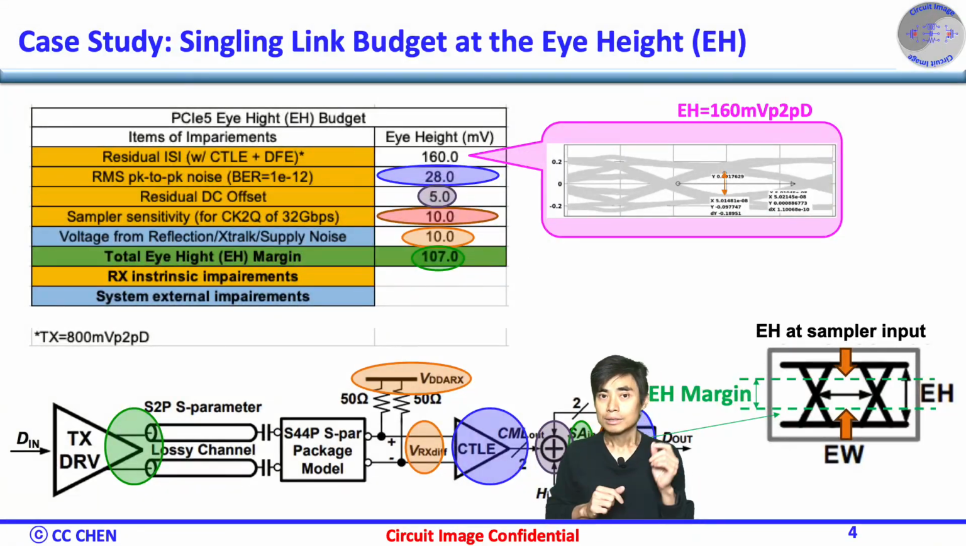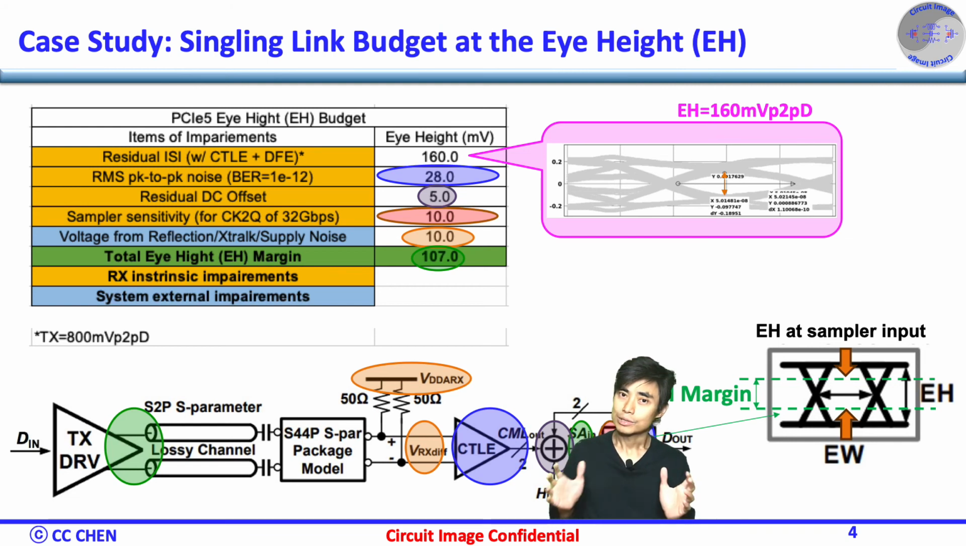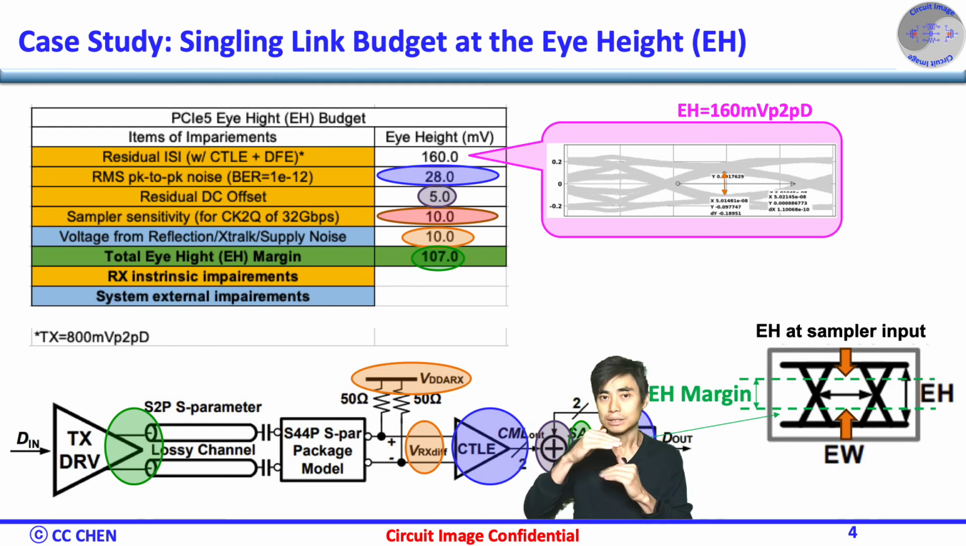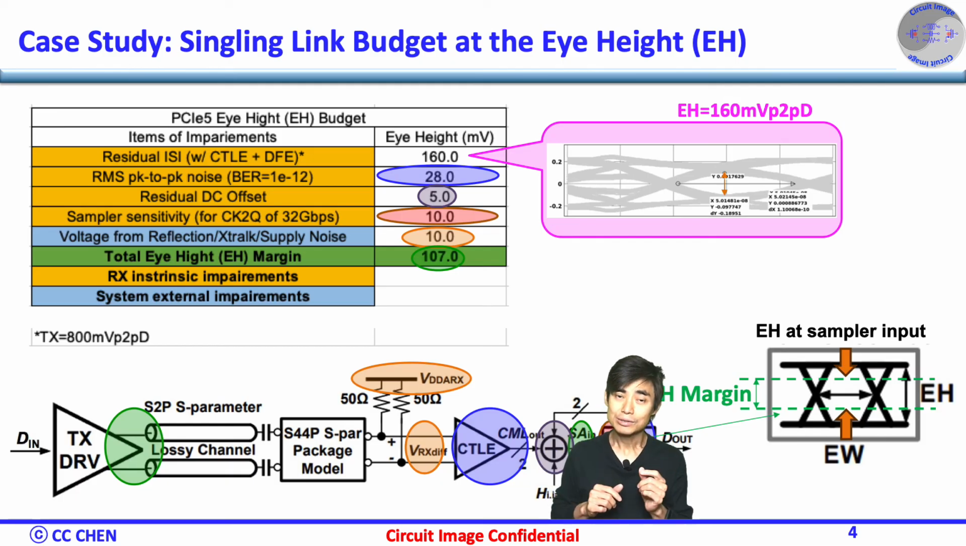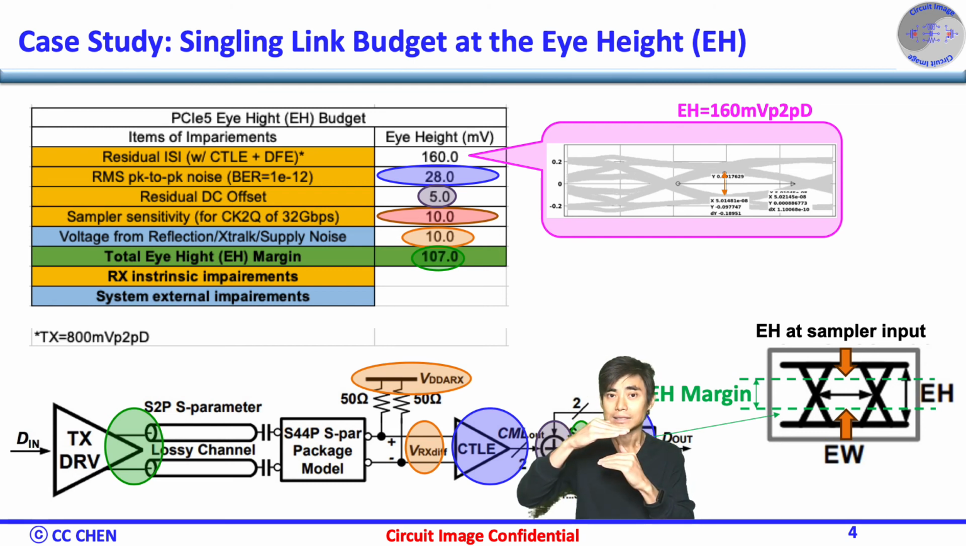Yes, for the link budget in a 3D system, we start with the eye height margin evaluation, and we'll discuss the eye width margin in the next slide. Let's start with the TX output swing, 800 mV peak-to-peak differential, and roughly 36 dB loss at the Nyquist rate. Then we have the CTLE and DFE to equalize the eye size over PVT. Then a worst case residual eye size shows 160 mV peak-to-peak differential inner eye height.